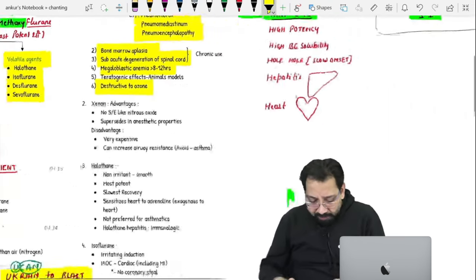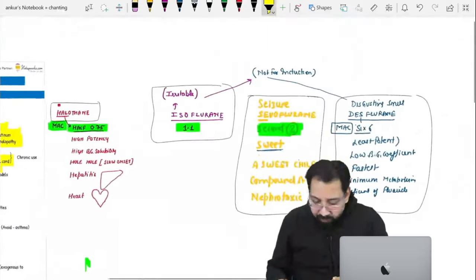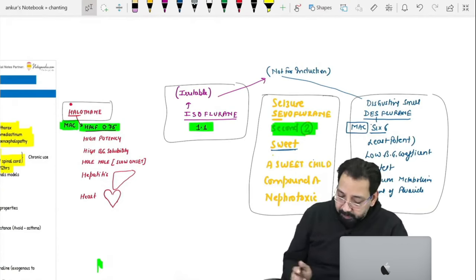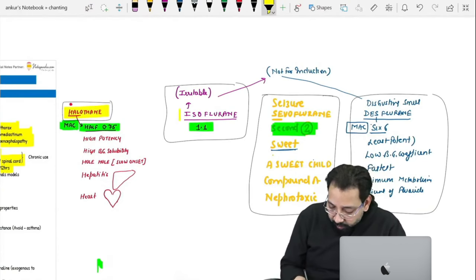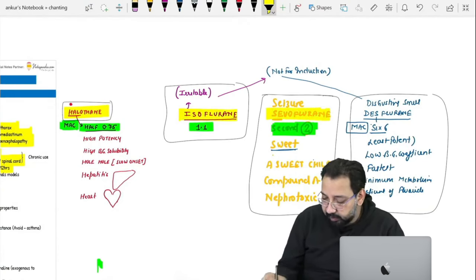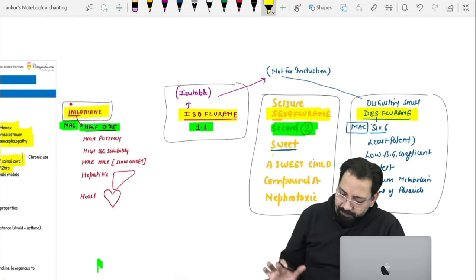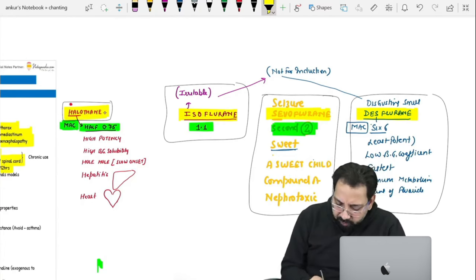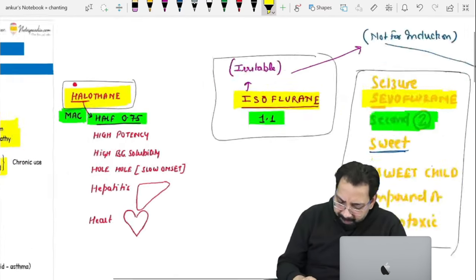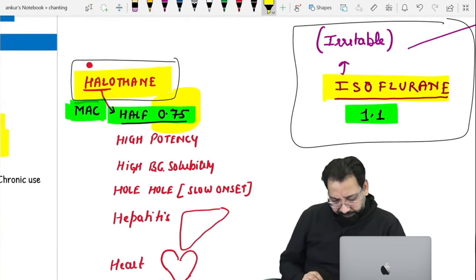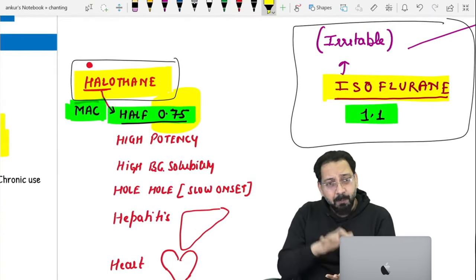Now I am going to describe these four. These are frequently asked. You can make a very simple mnemonic: H-I-S-D, His Dream. So H, you will remember H, MAC. H has the least MAC. If less MAC, more potent.